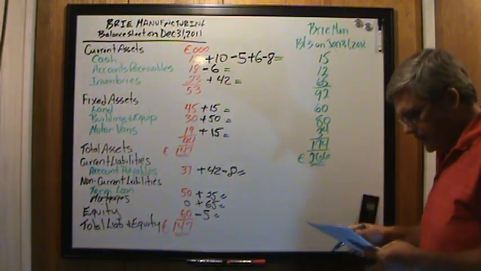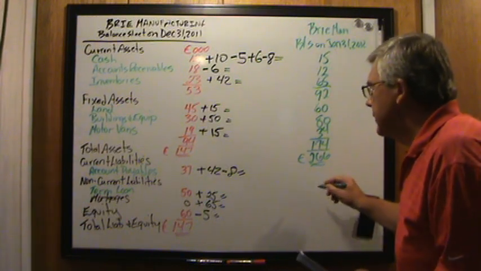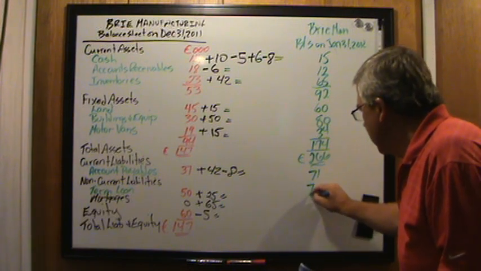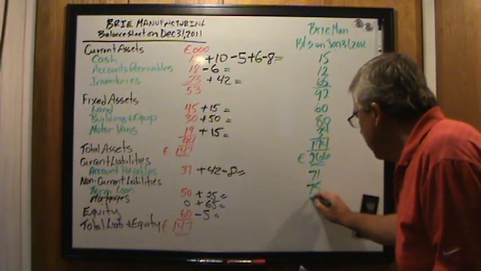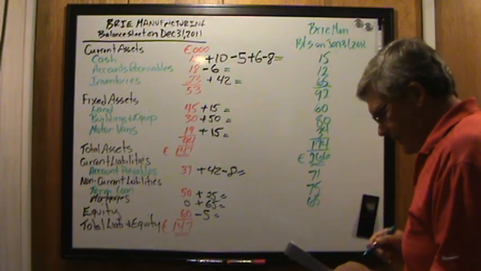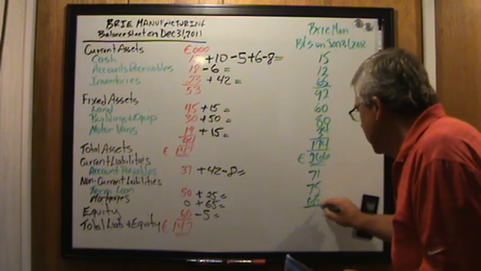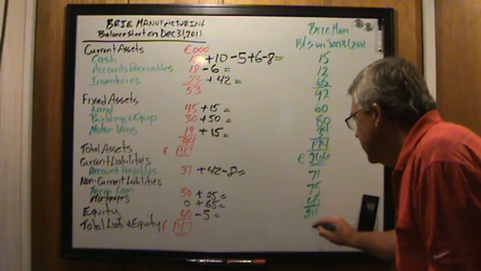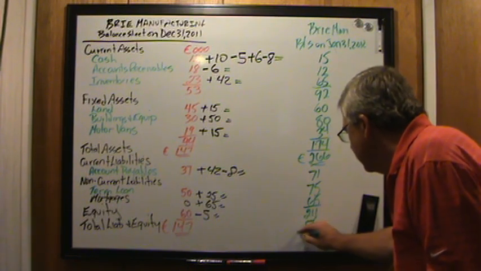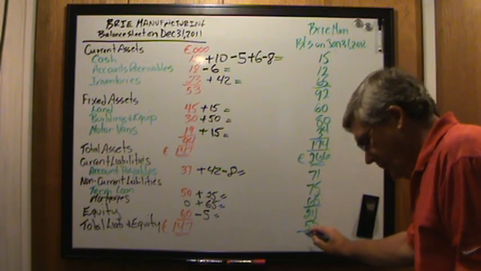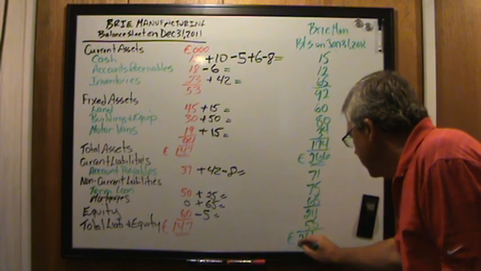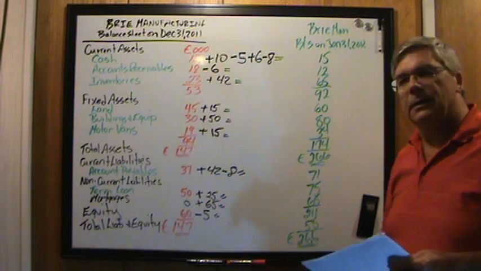So we continue down with current liabilities. Accounts payable now 71,000. The term loan is 75,000, and the 65,000 euro mortgage. So this subtotals to 211. Add equity, which has dropped to 55, for a total liabilities and equity of 266 euros. And it balances.